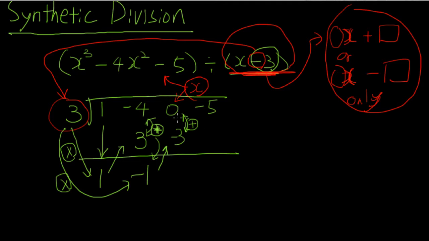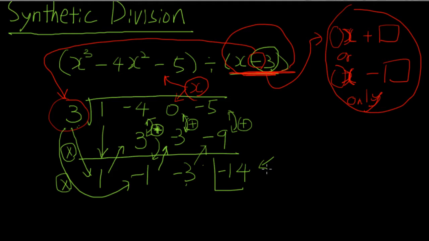So 0 plus negative 3 would be negative 3. Now what do we do now? Again, we're going to do the same thing. We multiply this to this and put it right here. So 3 times negative 3 would be what? Negative 9. Then what do we do with these two? Again, we add. So negative 5 plus negative 9 would be negative 14. And this last number that we have, we're going to set it aside.